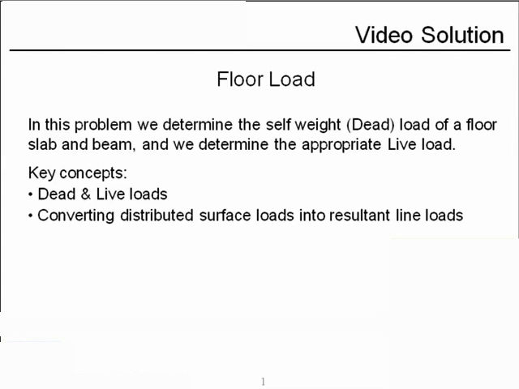Gravity loads acting on a structure can be divided into several categories. Two of those categories are dead and live loads. So in this problem, we're going to determine self-weight, which is a dead load, of a floor slab and beam. We're going to determine the appropriate live load based on the usage of the structure.